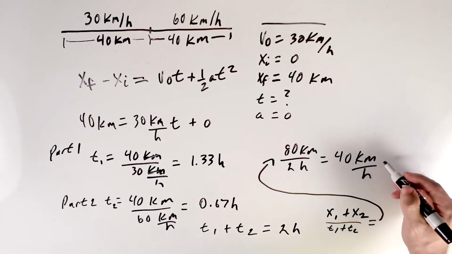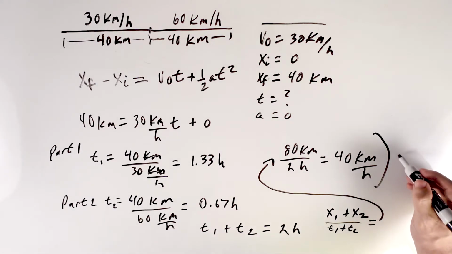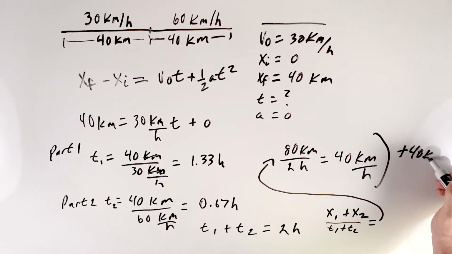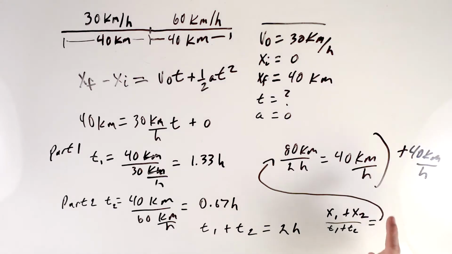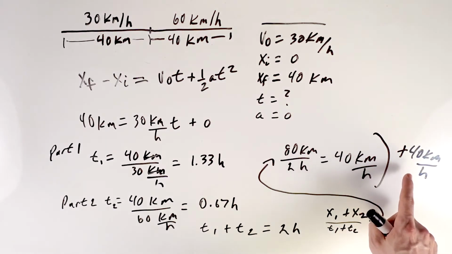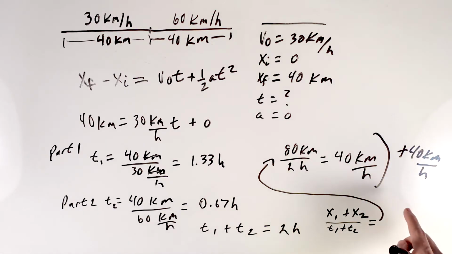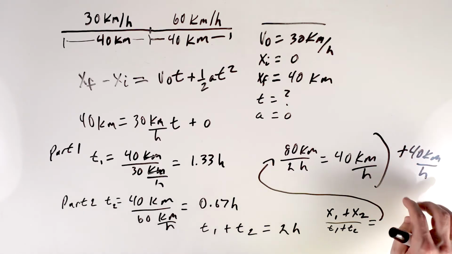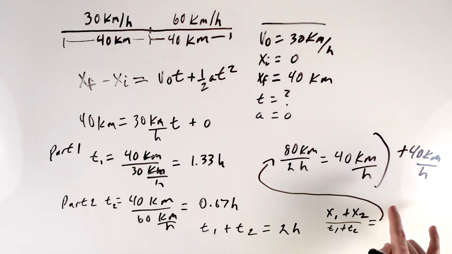For part B, you basically then just get plus 40 kilometers per hour. And remember, to get the vector, we need a direction. So that plus is giving us a direction. So this is the direction. This is the magnitude. This is a vector. So this is the answer to B.